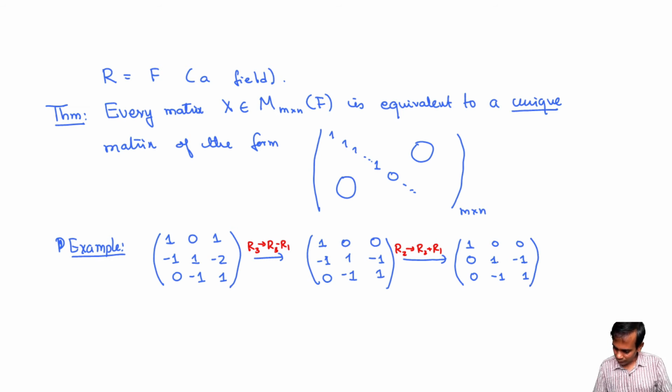And now what should I do? I want to make this entry in the second row and third column 0. So I'll take the third column and add to it the second column. So let's do it like this: take this third column and add to it the second column. And so what I get is the matrix 1 0 0; 0 1 0; 0 0 -1, and here I will get also 0.